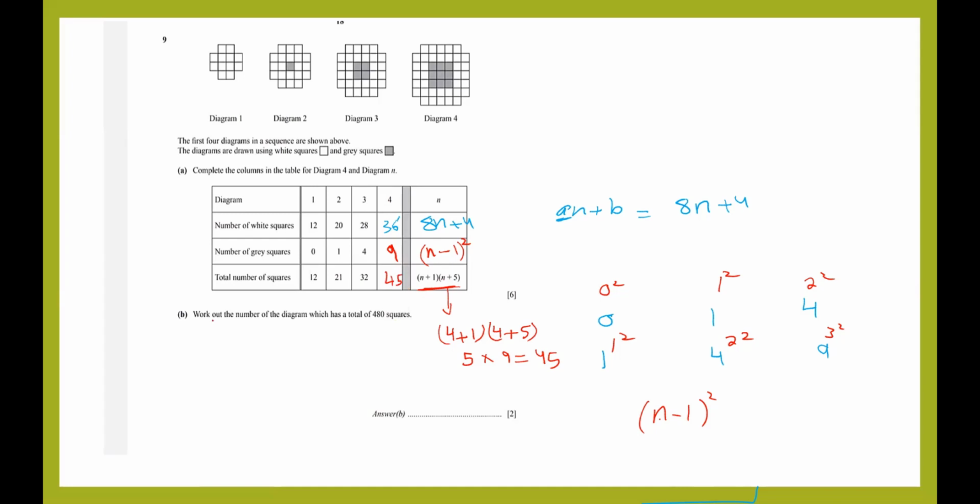If we move to question B, it says, work out the number of the diagram which has a total of 480 squares. If we're talking about the total, the total number of squares would be given by this nth term. If I'm asking you to work out the number of the diagram, or the order of the diagram, you need to find the value of n. What you will do is use the nth term and make it equal to the given number, which is 480.